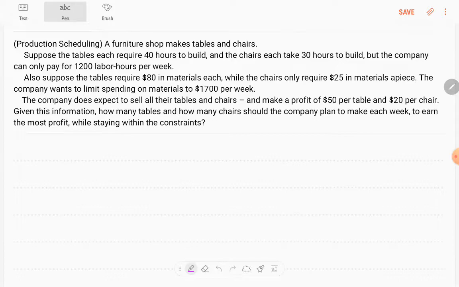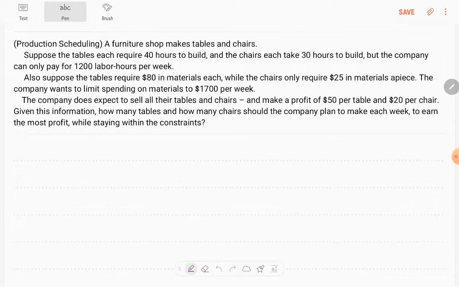Given this information, how many tables and how many chairs should the company plan to make each week to earn the most profit while staying within the constraints? So what are the constraints? The first one is only pay for 1,200 labor hours, and only pay for the materials to $1,700, right? So this is the constraint.